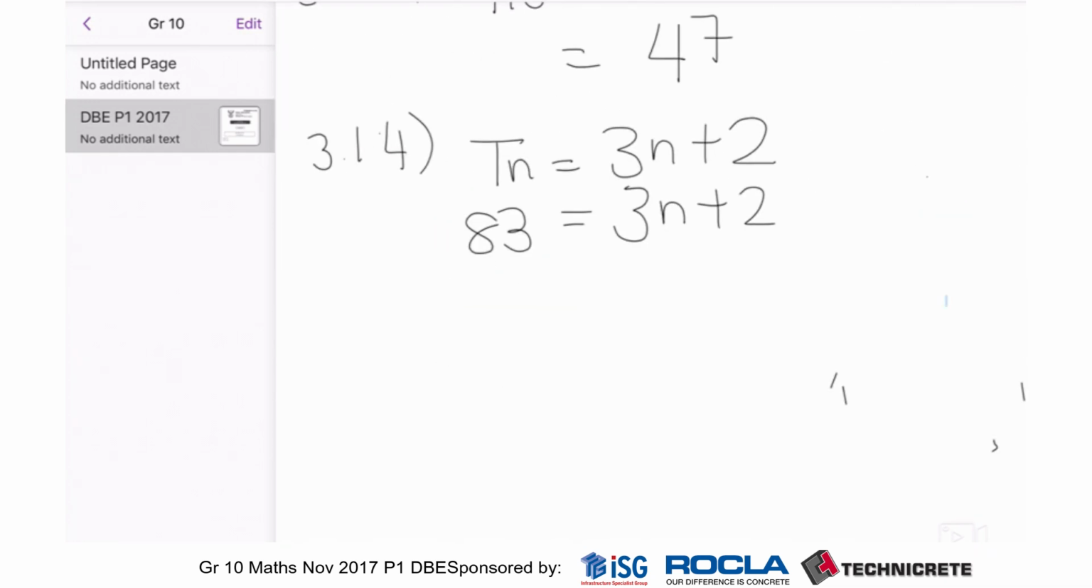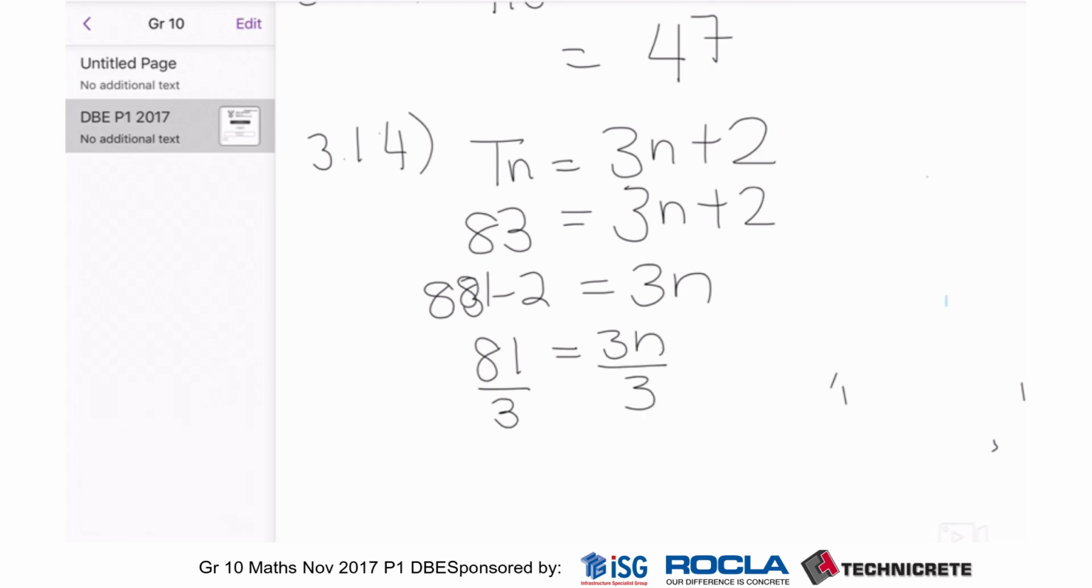We took the 2 to the other side, so we got 81 is equal to 3n. Now divide both sides by 3. n will therefore be equal to 27. So it is the 27th term.